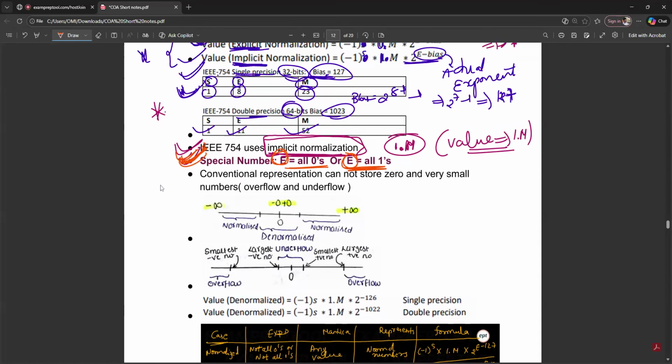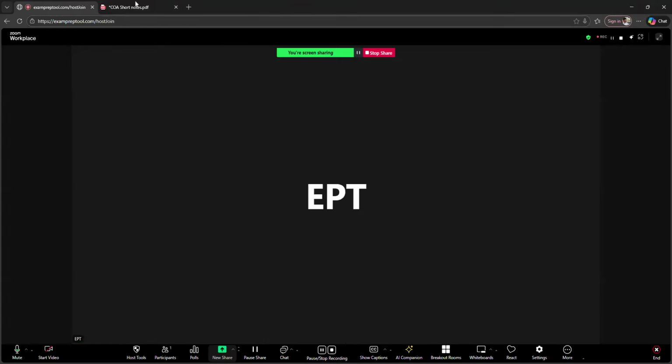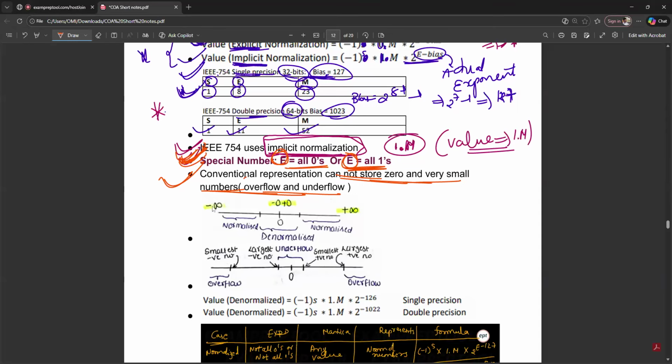Now the next point. Conventional representation cannot store zero and very small numbers. So if you have conventional representation, it cannot store zero and very small numbers.